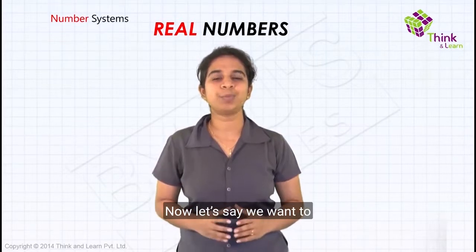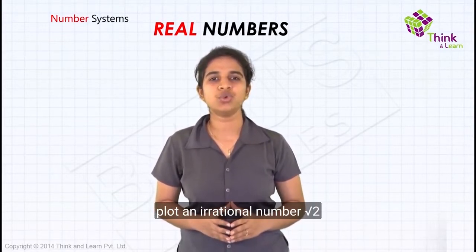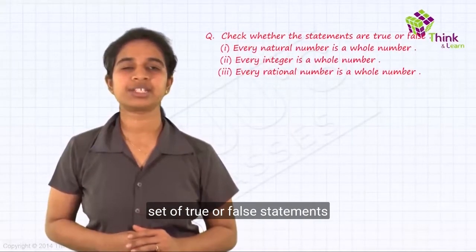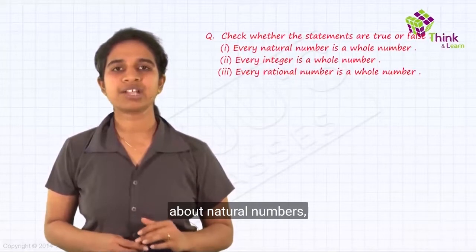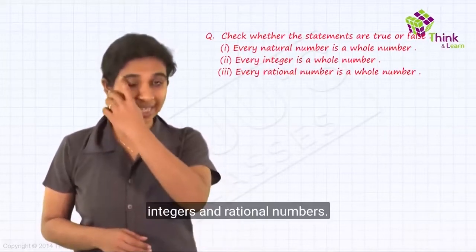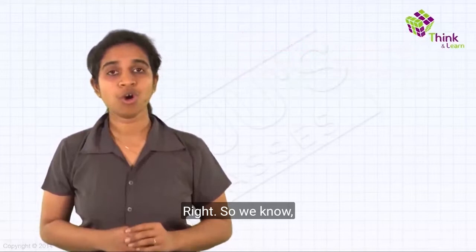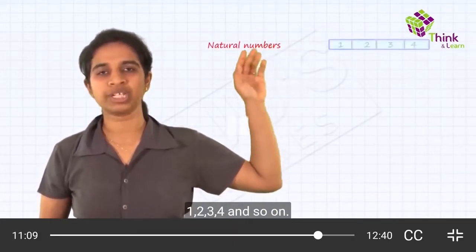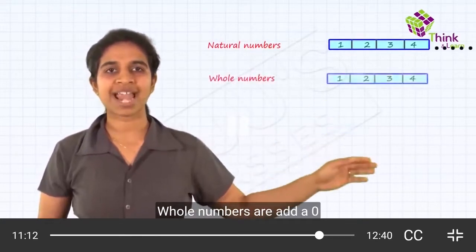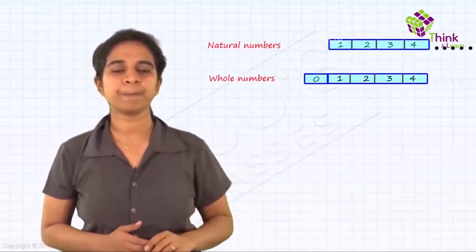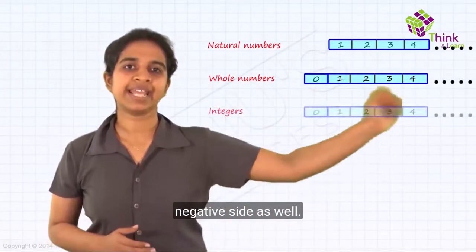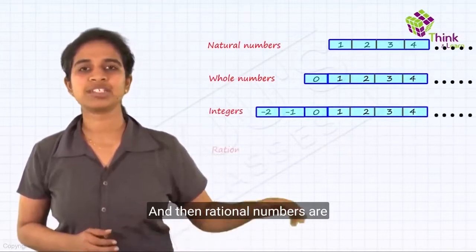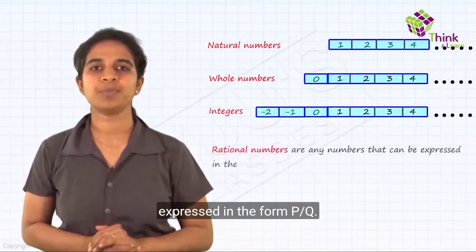Now let's say we want to plot an irrational number, root 2, on the number line. This question has a set of true or false statements about natural numbers, whole numbers, integers and rational numbers, right? So let's quickly see what natural numbers are. Natural numbers are 1, 2, 3, 4 and so on. Whole numbers are add a 0 there, 0, 1, 2, 3, 4 and so on. Integers are add the negative side as well, so -1, -2, -3, -4 as well. And then rational numbers are any number that can be expressed in the form p by q.